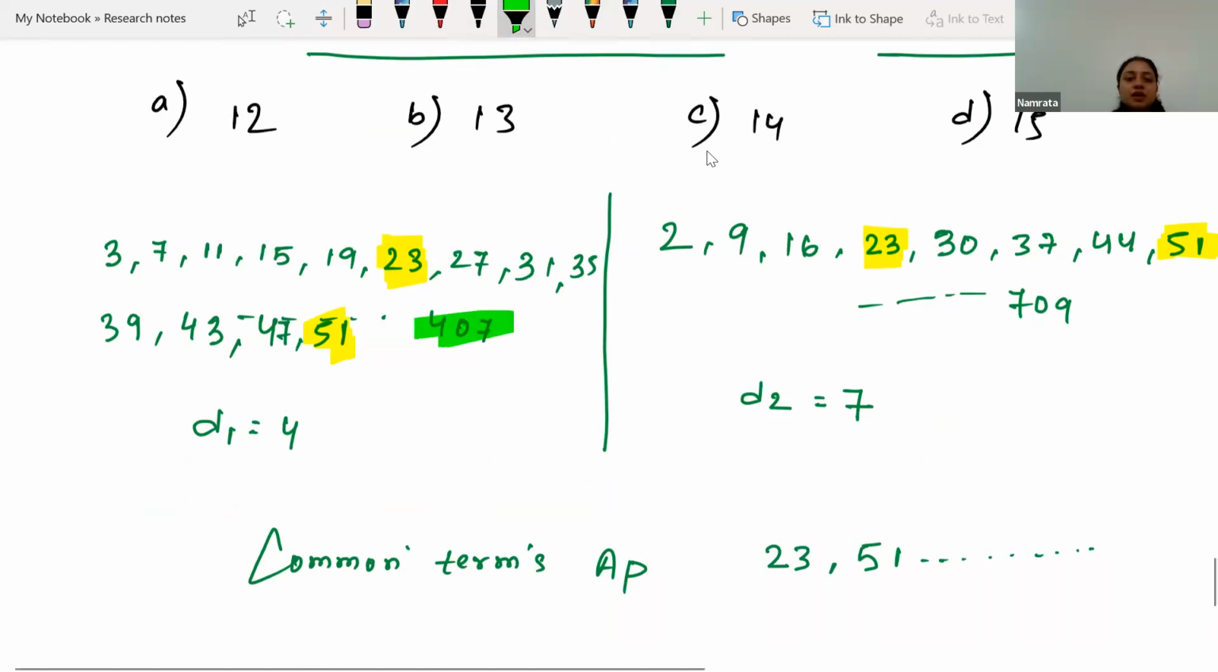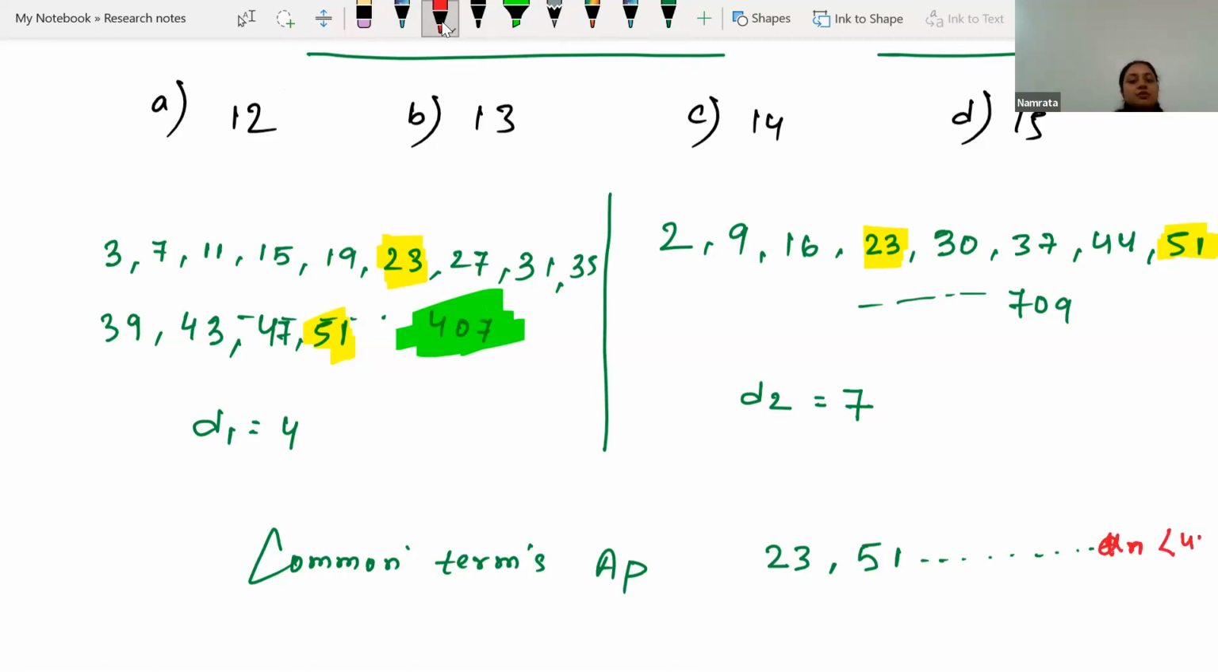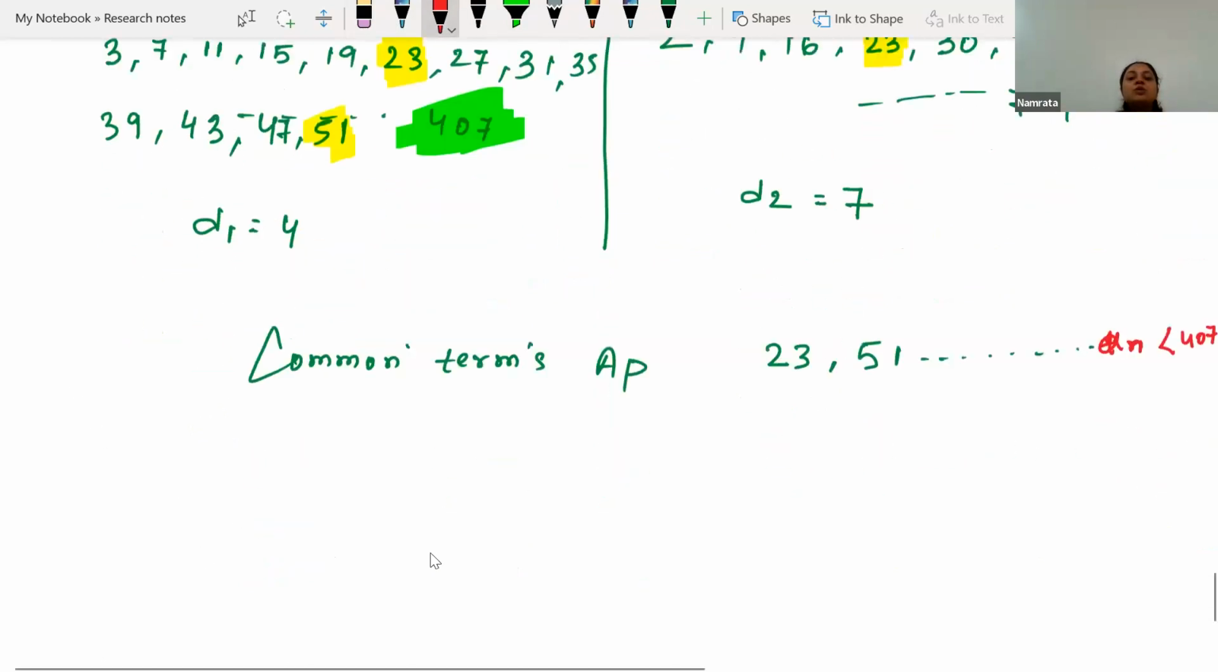Yes, ma'am. It will be smaller than 407 because after 407, the first AP will not generate any number. So even if the other AP is generating till 709, we will not get anything common. Right, Lina? Yes, ma'am. So whatever the last term, the nth term an, that will be smaller than 407. That much we know, right? Yes, ma'am.